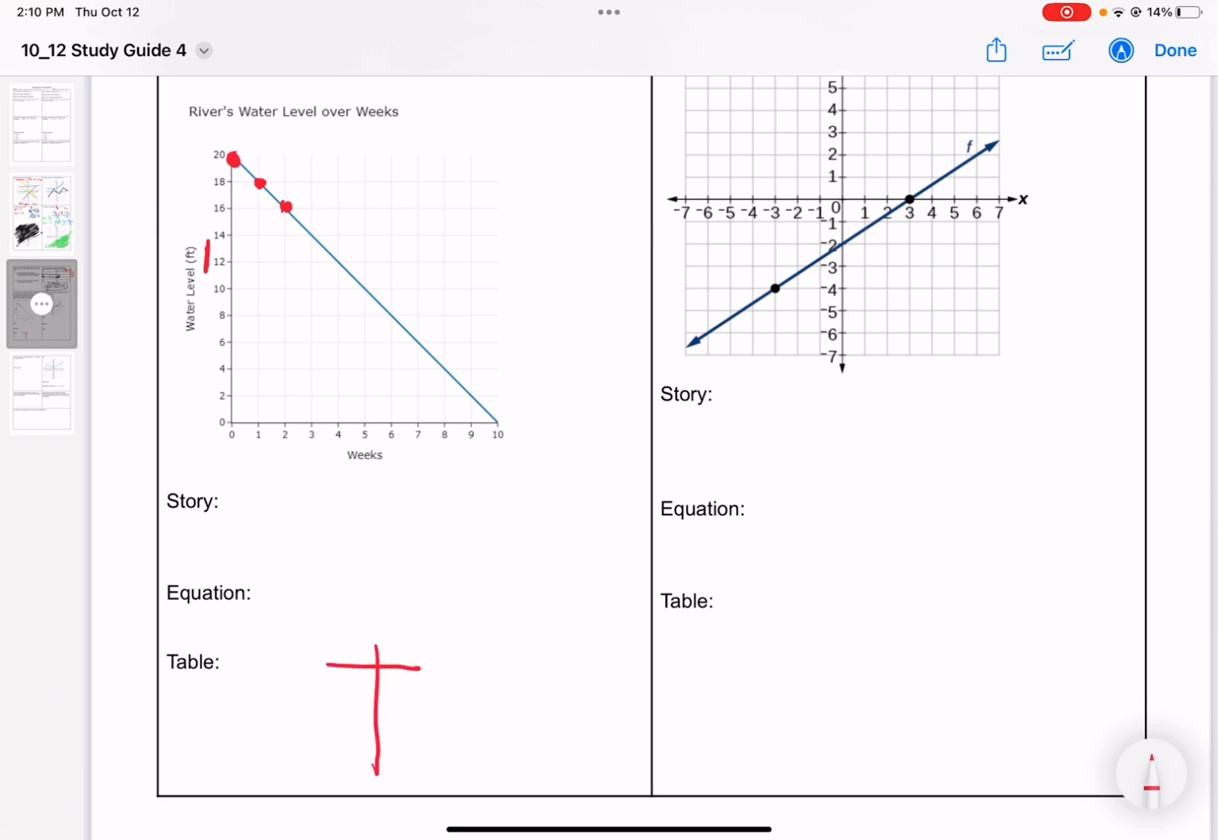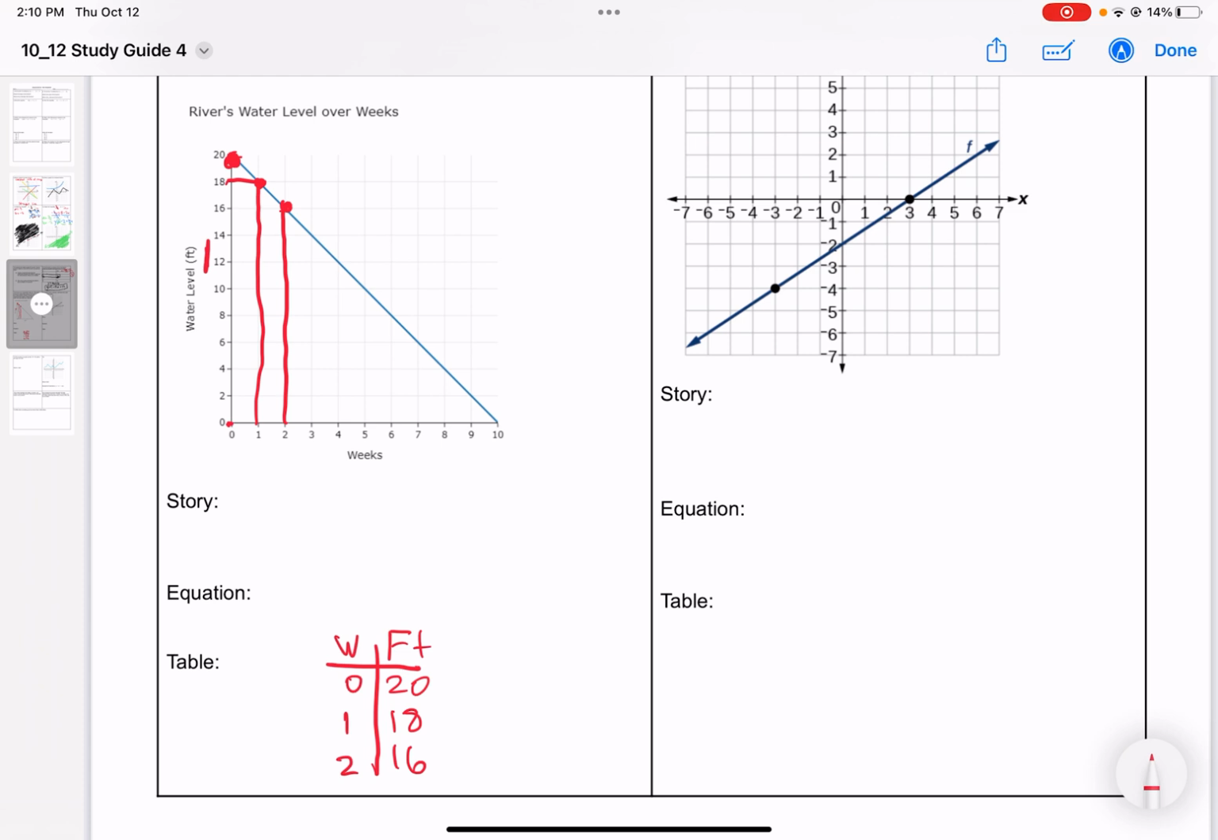So I'm going to say the weeks and the feet. At 0 weeks, it's 20 feet, right? That's a point on this graph. 0 weeks, 20 feet. At 1 week, it's 18. At 2 weeks, it's 16. So I could make the table first. And that really makes the rest of it easier, right?